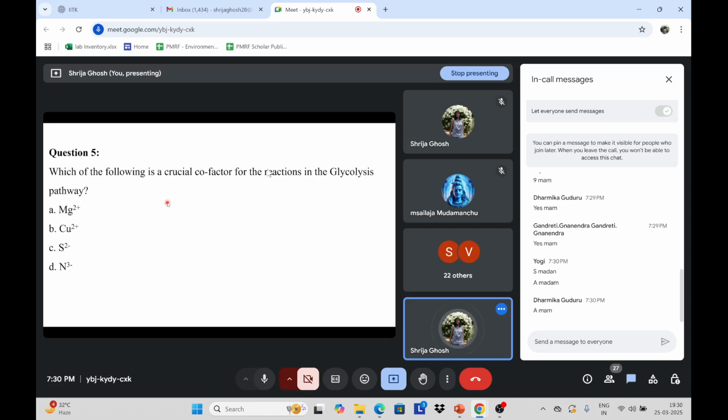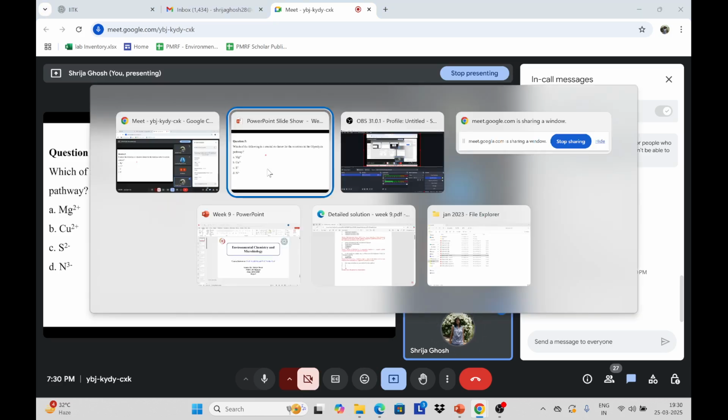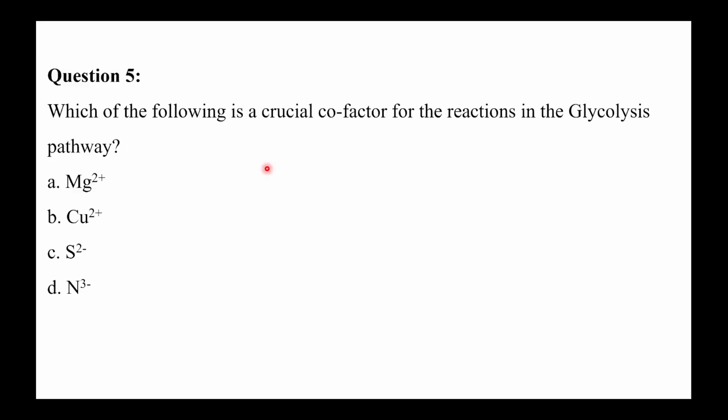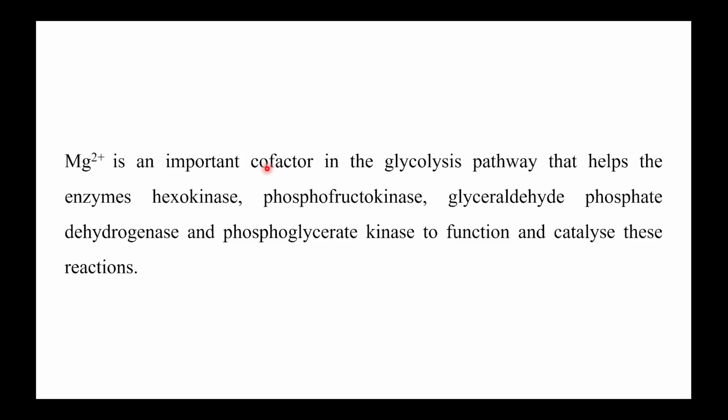Okay, I'm getting option A as the answer in the chat box. Two people are answering option A. What about others? Option A is Mg2 plus. Okay. I have two more answers. They are also option A. So everybody seems to agree with option A. That is the correct answer, Mg2 plus. So Mg2 plus, that is the magnesium ion.